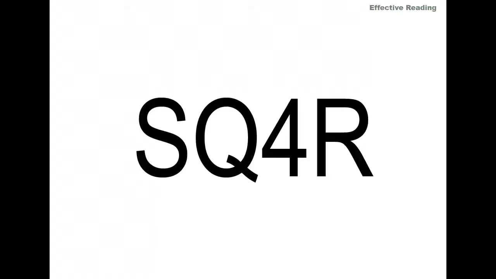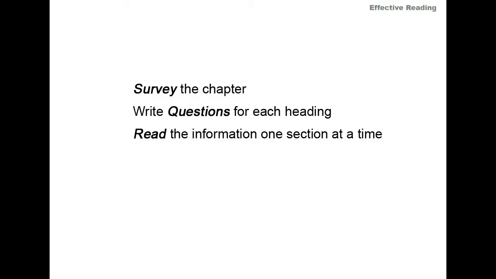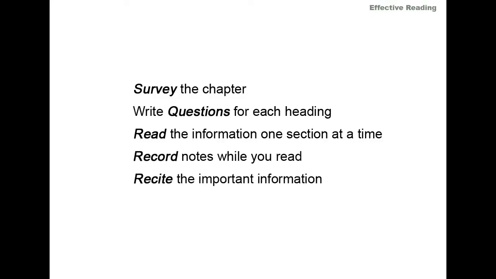SQ4R, what does that mean? It's an acronym for the steps to effectively read and understand text. Survey the section or chapter, write questions for each heading and subheading, read the information one section at a time, record important information by taking notes, recite the information out loud, and review the information learned in that section. Let's look closer at each of those.